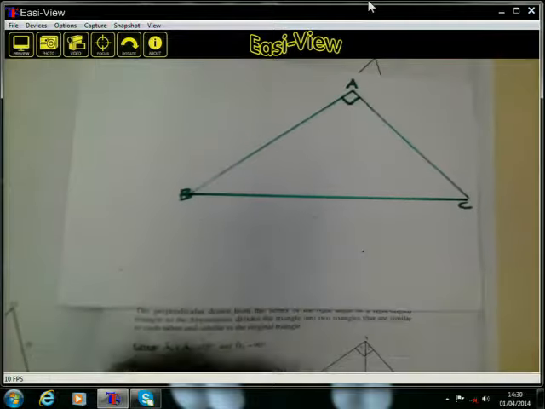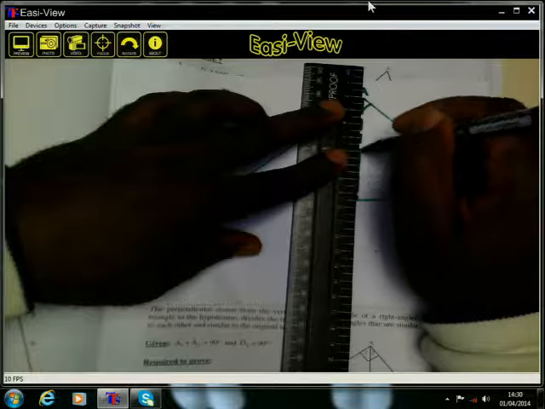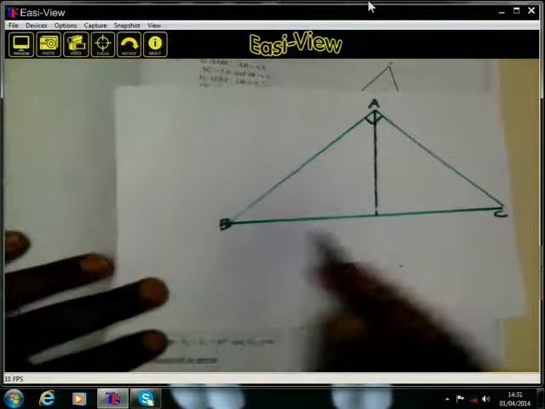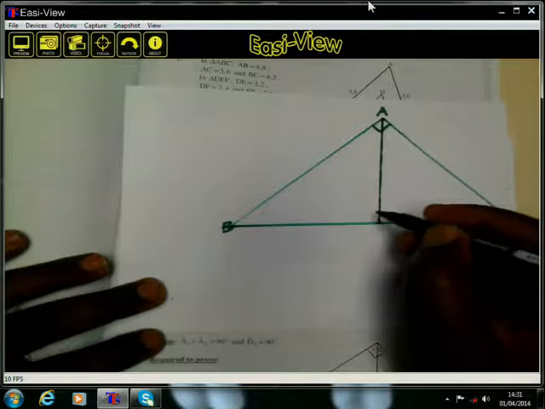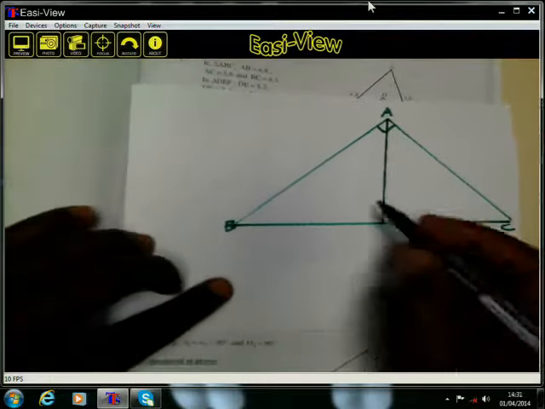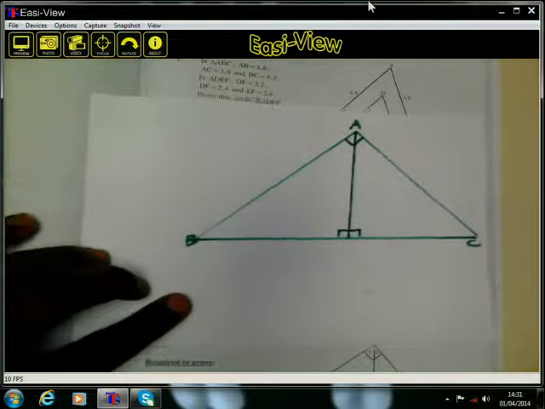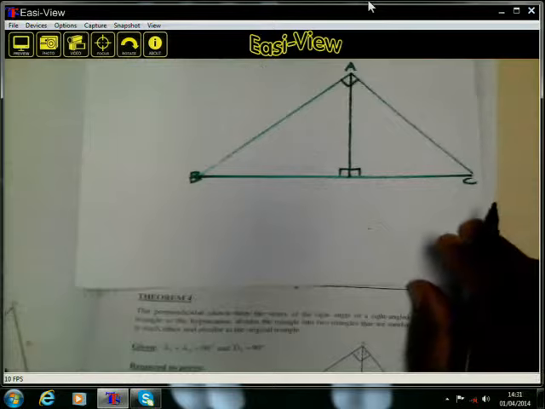So what is requested of us is to draw the line coming from the corner of the right angle, the vertex of the right angle. This line must be perpendicular to the hypotenuse. Remember, this is the hypotenuse. When you say two lines are perpendicular, it means we are having right angles at that point. Fine. So we are drawing the line.